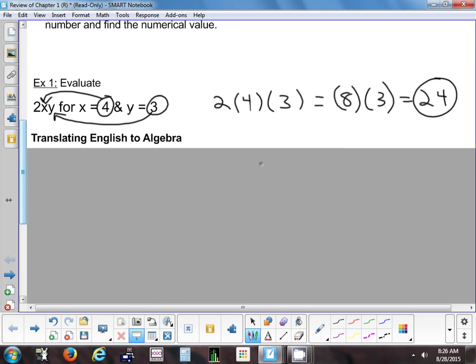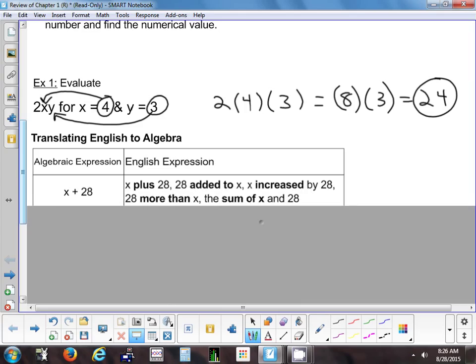We'll talk more about PEMDAS. Somebody said that earlier. All right, the next part you guys already have written down. These are basically some keywords that when you see them, it's going to tell you what operation it is. So the first one is plus, or addition. Anytime you see the word plus, added to, increased by, more than, some, those aren't all the words, but those are a lot of them. Every one of those words in bold means addition.